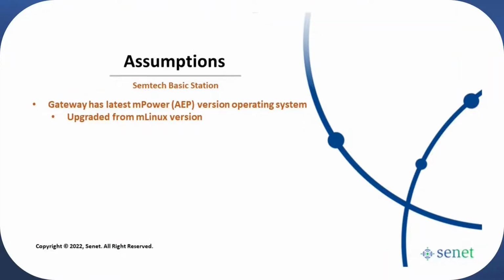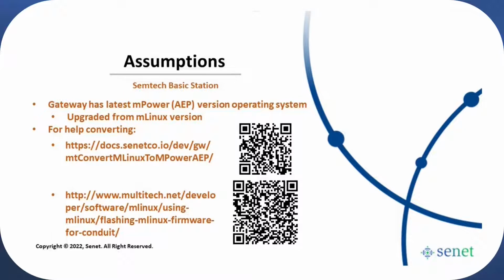Before we get started here, I just want to make sure it's clear that MultiTech Conduit gateway models can operate with two different operating systems. The first version is MLinux, and MLinux version requires the use of the command line interface. The second version is mPower, and the mPower version users will predominantly interact with using a graphical user interface in a web browser. For the rest of this video, I'll be referring to the graphical user interface as the MultiTech configuration web interface. Both operating system versions are currently available through MultiTech.